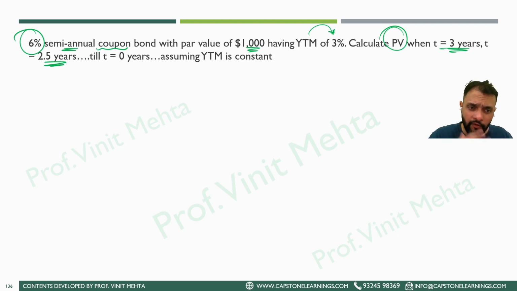All of you just pick up one number. T is equal to 3, T is equal to 2.5. Just take up one number and then tell me the present value. Now remember one thing, whether it is 3 years to maturity, 2 years remaining, or 6 months remaining to maturity, 0.5, we are assuming that the YTM is constant.